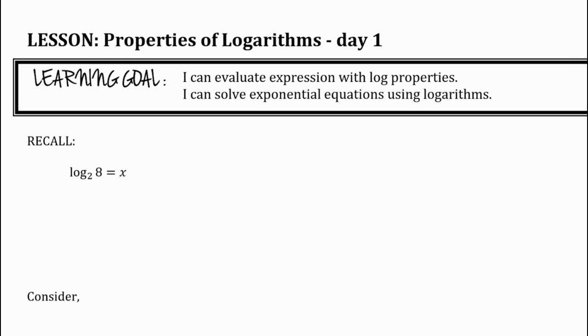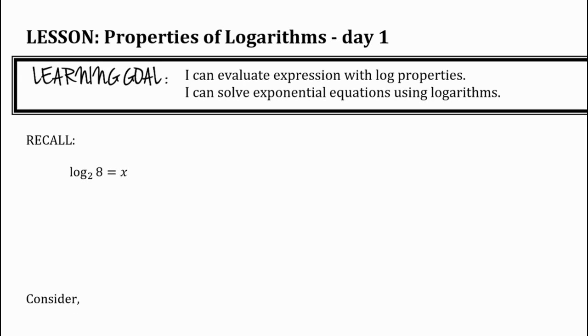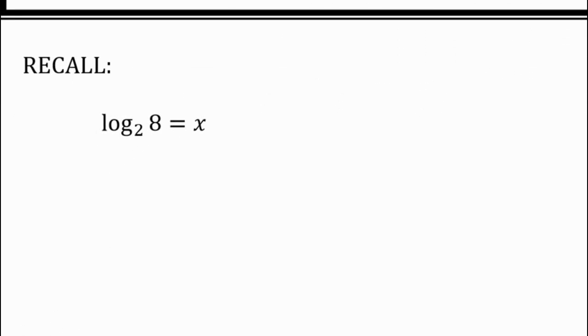And the second lesson is going to be kind of more of the same. We'll add a couple of extra little things, but it'll be more working with the properties. So 2 days on properties of logarithms. So we'll start with just a reminder of what a logarithm is.